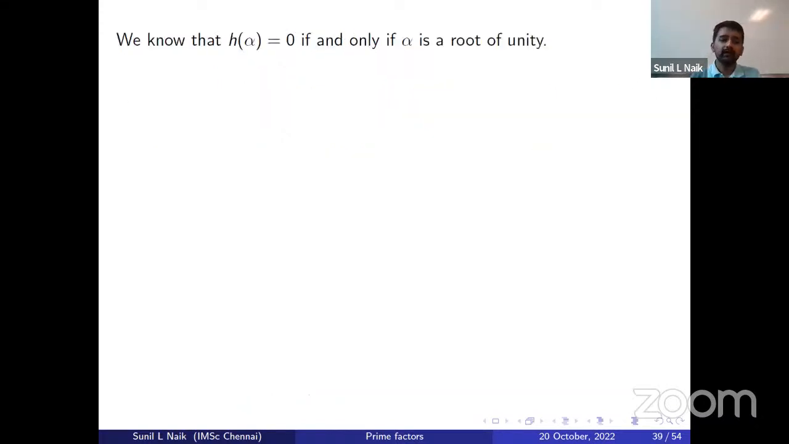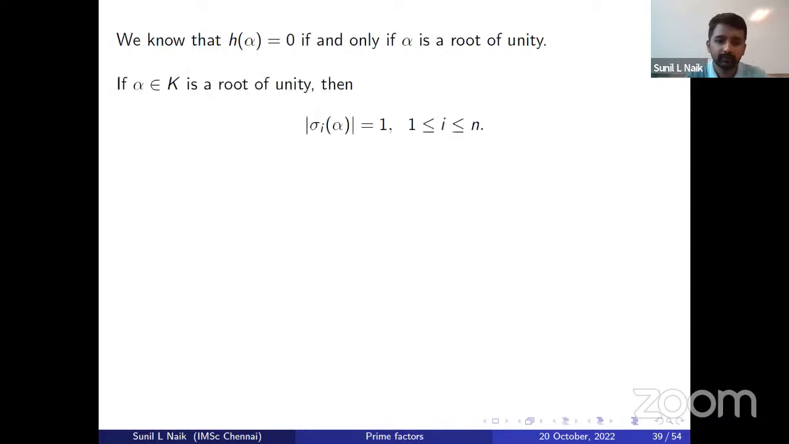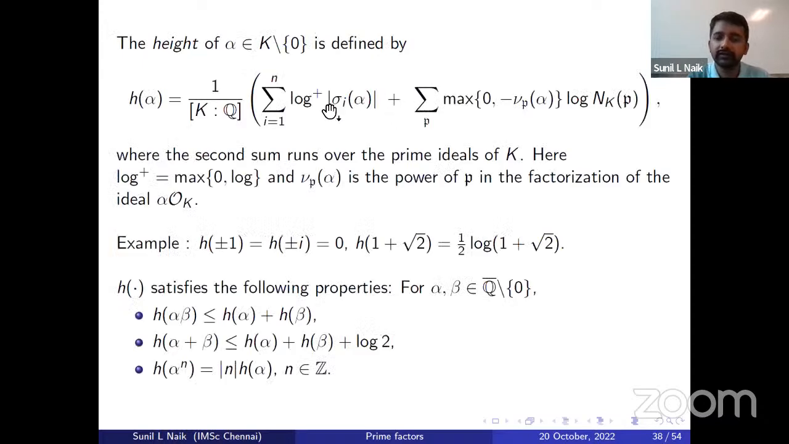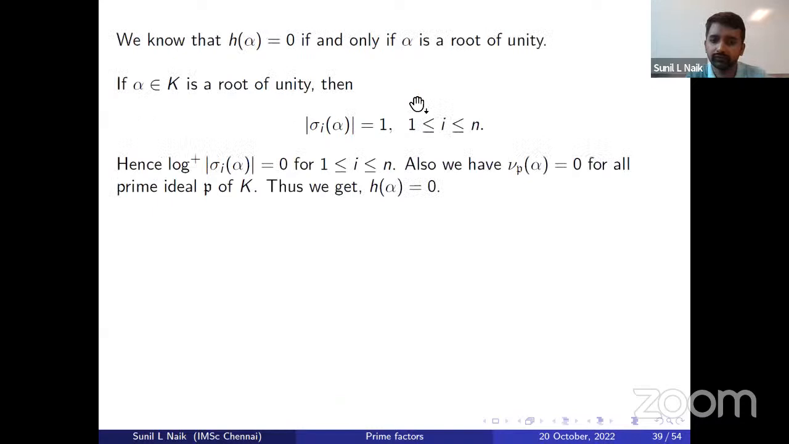We also know that height of alpha is 0 if and only if alpha is a root of unity. Let me give a sketch of the proof. Suppose alpha is a root of unity, then the conjugates sigma i of alpha have absolute value 1. So the log plus of the modulus of sigma i of alpha is equal to 0. Therefore the first sum is 0. Since alpha is a root of unity, it is an algebraic integer, so the valuation of p at alpha is greater than or equal to 0. Therefore the second sum is also 0. Hence height of alpha is equal to 0.